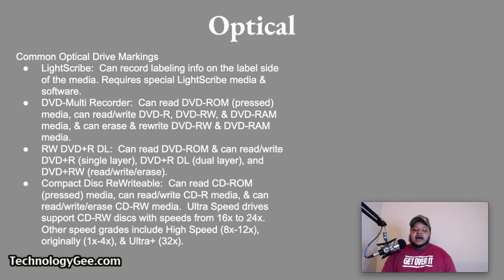And then we have compact disc rewritable. It can read CD-ROM media. It can read and write CD-R media. It can read, write, and erase CD-RW media. Ultra speed drive supports CD-RW disks with speeds of 16x to 24x. Other speed grades include high speed, which is 8 to 12x, originally 1 to 4x, and Ultra Plus, which is 32x.